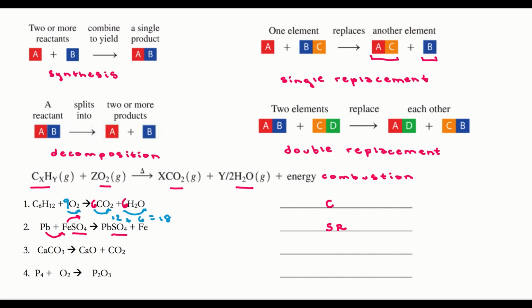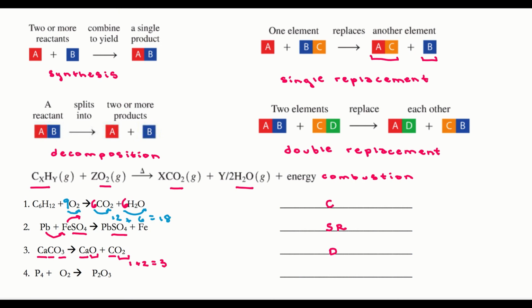For the next problem, notice I've got calcium carbonate. It is breaking up into 2 individual products. So that is going to be a decomposition reaction. I'm going to check balancing really quickly. I've got 1 calcium, 1 calcium, 1 carbon, 1 carbon, and 3 oxygens. Notice I've got 1 oxygen from calcium oxide, 2 oxygens from carbon dioxide to give me a total of 3. So that one was already balanced as well.